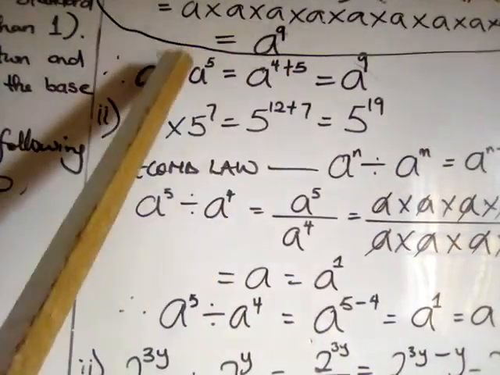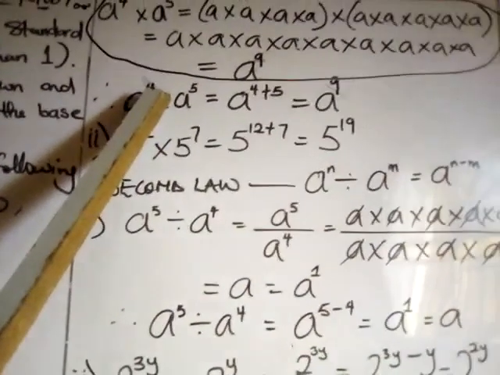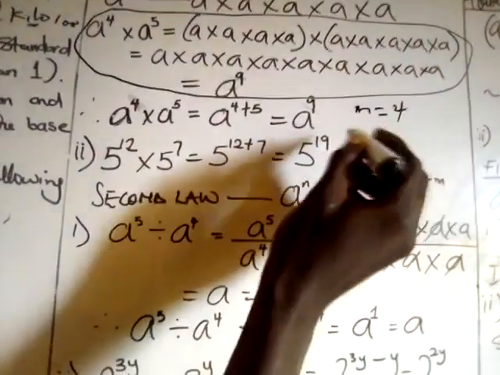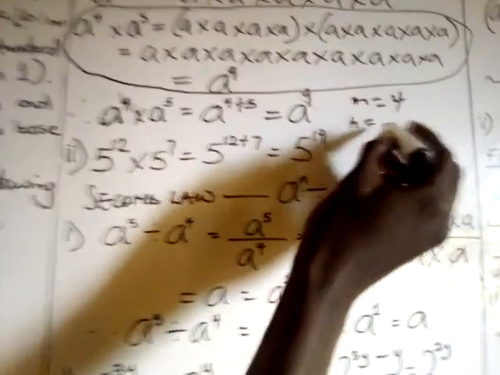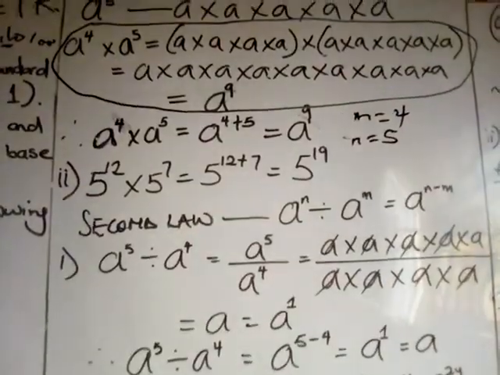So in this, like this now, our m will now be equals to what? M will now be equals to 4. From this, m equals to 4. While n will be what? Equals to what? 5. Do you get that now? So n is equal to 5.